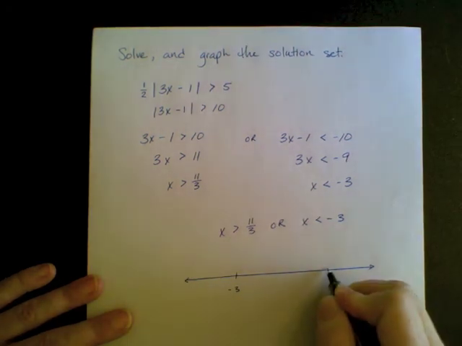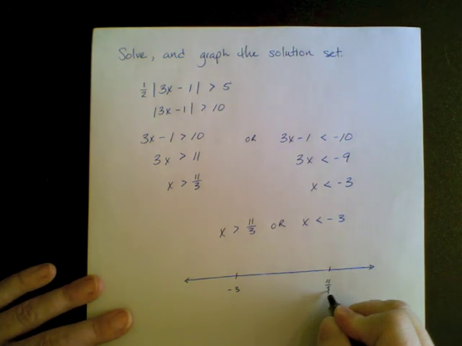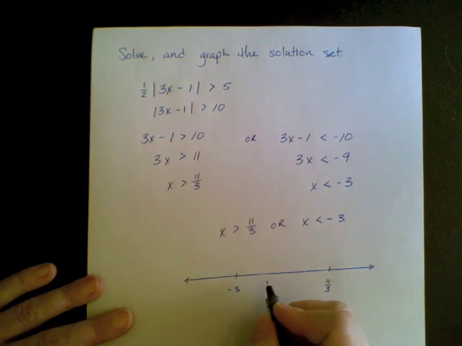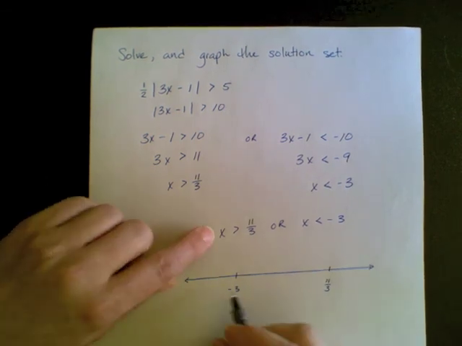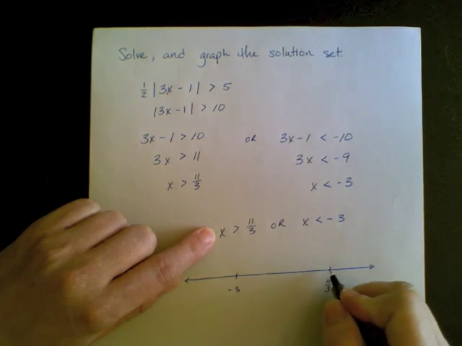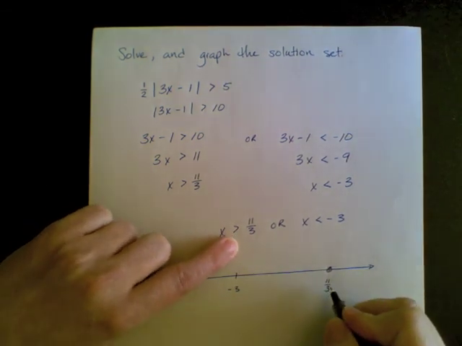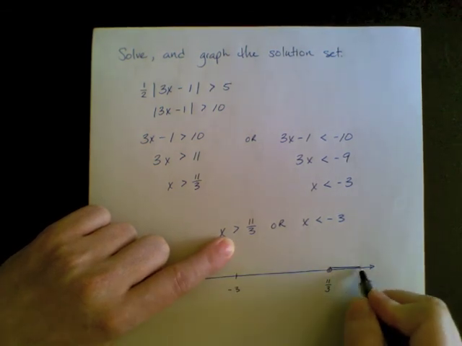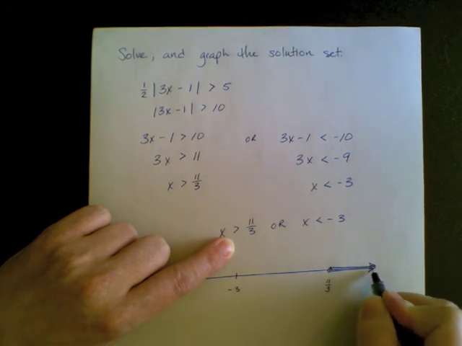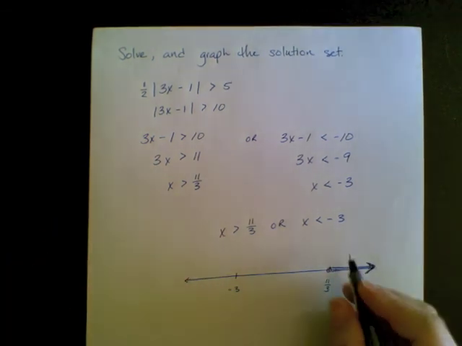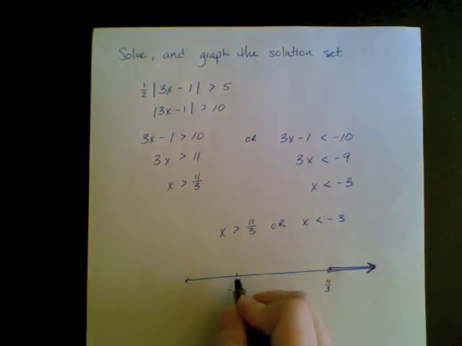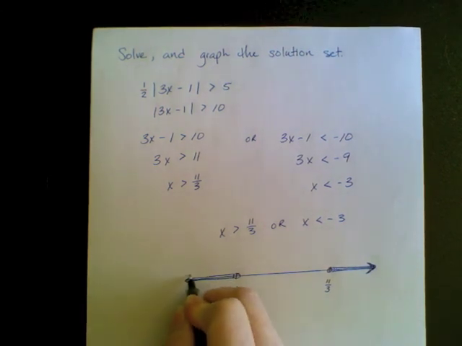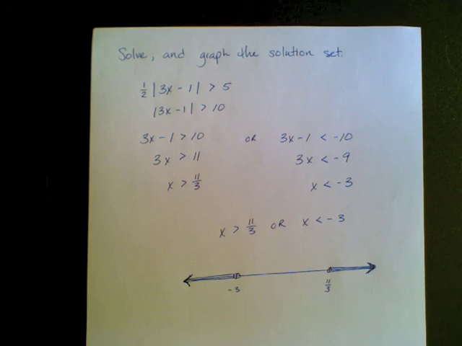So there's my negative 3. Here's my positive 11/3. And this is 2 disjoint intervals. I do not want to use a solid dot. I want to use an open dot because this is strictly greater than. And it's greater than, so we go to the right. Or x is strictly less than negative 3. So I use an open circle around negative 3 and go to the left.